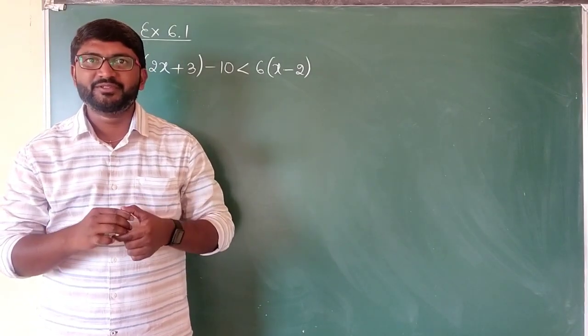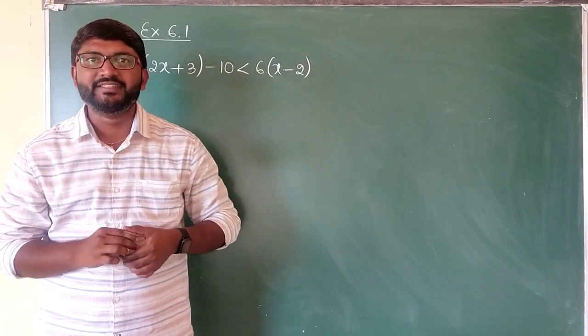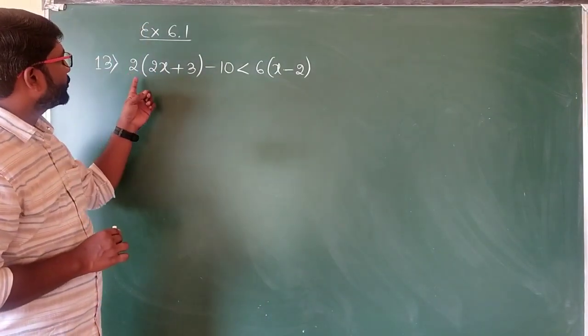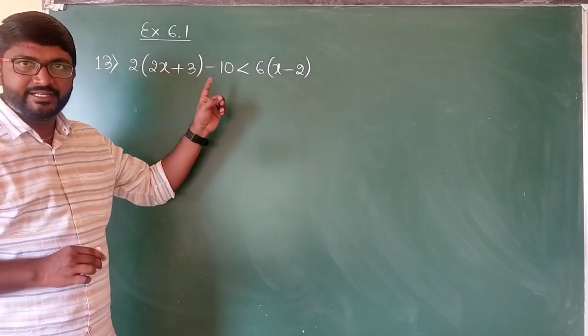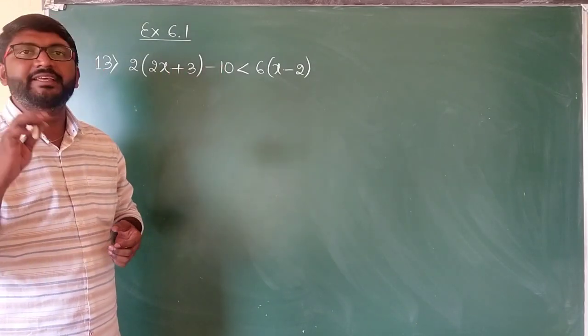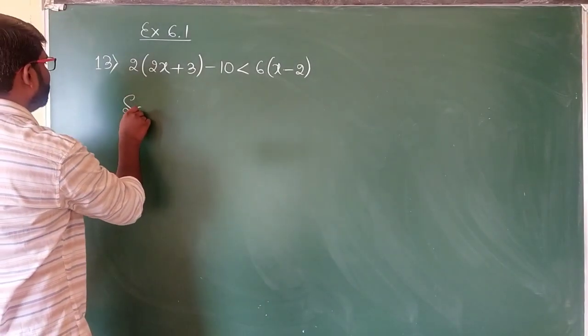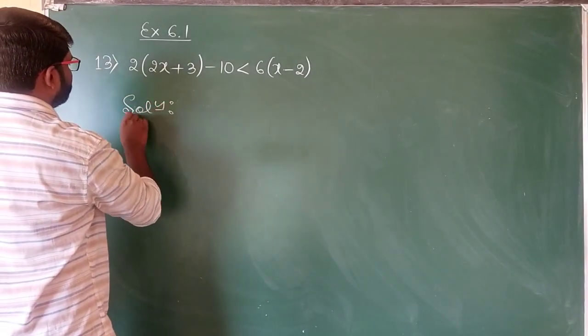So in the last class we have solved up to the 12th question of exercise 6.1. So let us continue with the question number 13. It is 2 times (2x + 3) minus 10 less than 6 times (x minus 2). Let us get the values of x here. So here the given inequality is this one.